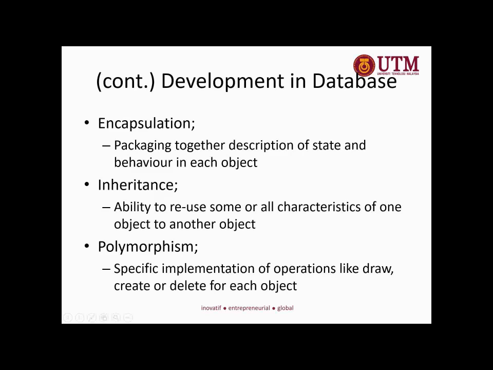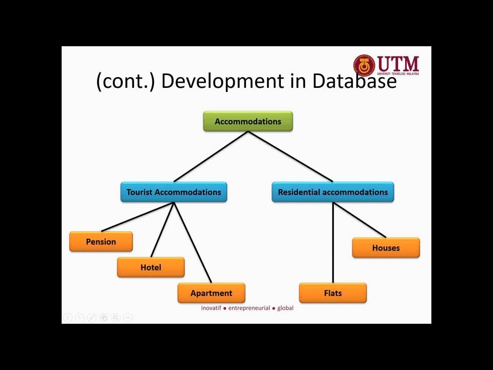So this is some description of encapsulation, inheritance, and polymorphism. This is an example of a database entity. They inherit information from another entity. For example, accommodation, and the information about accommodation is, for example, the location. Then they divide it into two types of accommodation, tourist and residential, and other divisions: pension, hotel, apartment, flats, and houses.